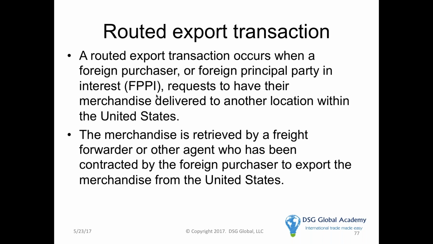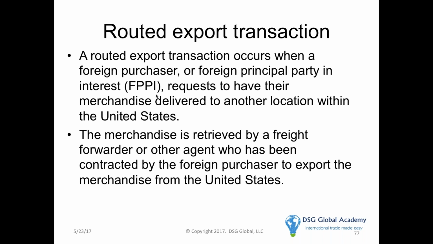One of the most common questions that I get regarding EEI is about a routed export. A routed export is really where there's a foreign purchaser, called the foreign principal party of interest, and they get the goods from the US seller, which is the US principal party of interest, called the US PPI, who is responsible normally for filing this export documentation.